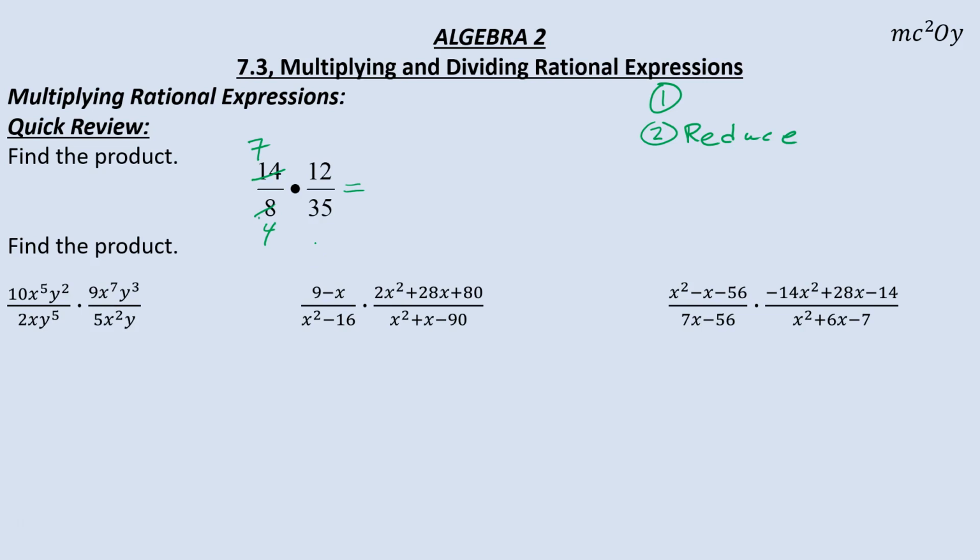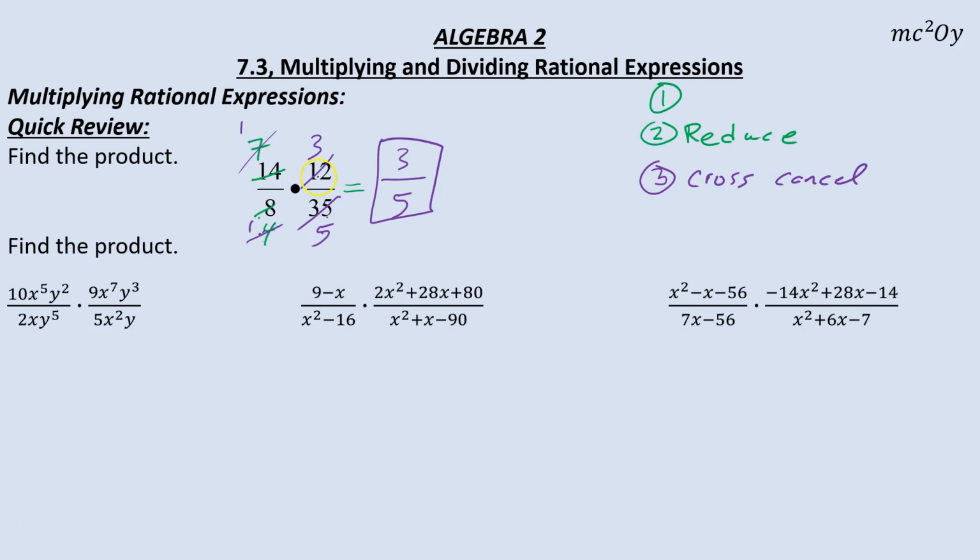Well, nothing. However, what I do know is that I can cross cancel. That's the next thing. Cross cancel, which some people call cross reducing. Any top and any bottom. So I'm going to go diagonal now. 7 and 35. Well, 7 goes into 7 once and into 35 5 times. 4 and 12. 4 goes into 4 once and 4 goes into 12 3 times. So I'm left with 1 times 3 and 1 times 5.